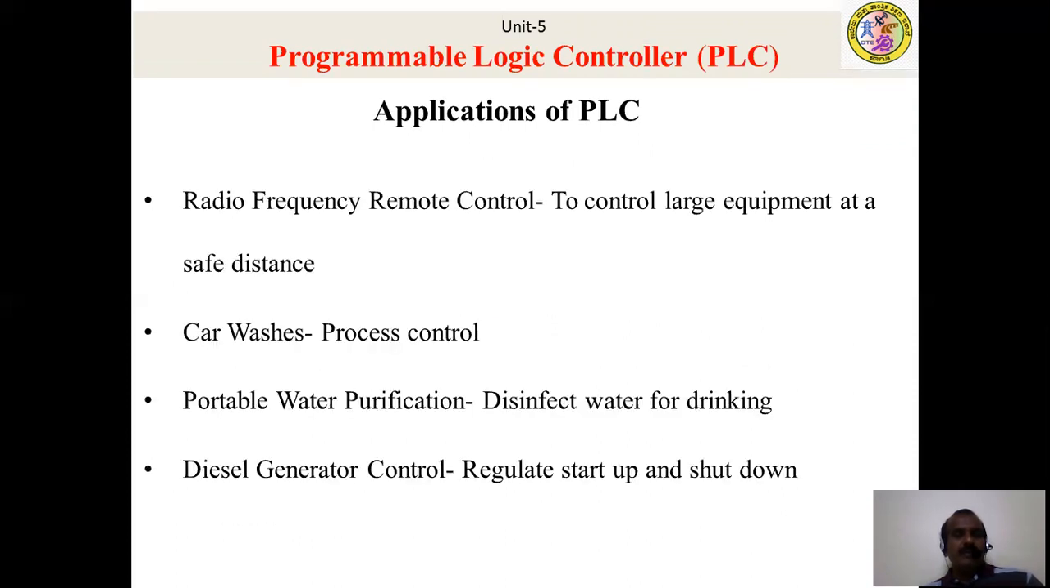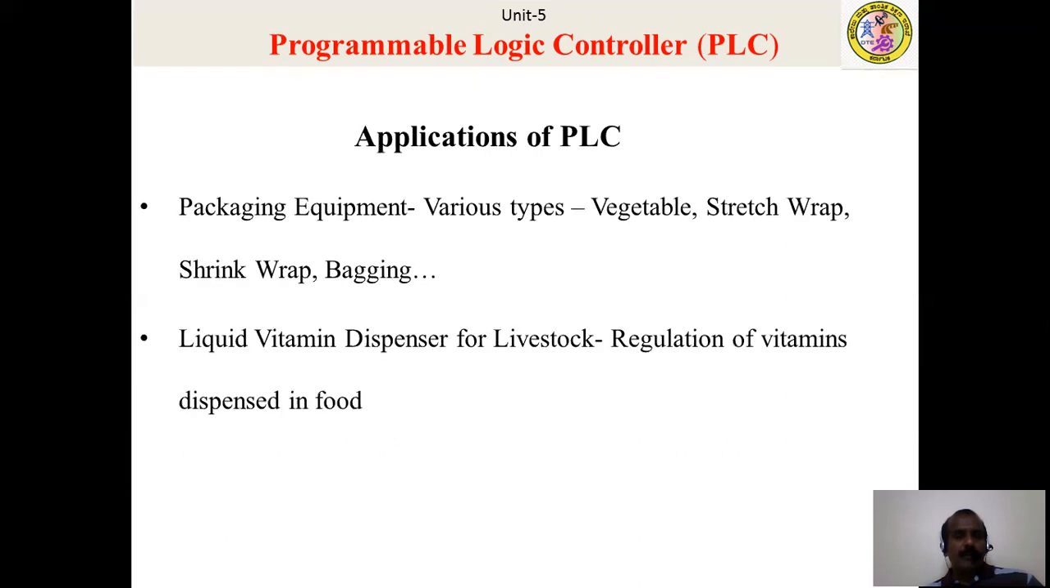used in radio frequency remote control to control large equipment at a safe distance, car washing, which is an example of process control, potable water purification to disinfect water for drinking, diesel generator control to regulate startup and shutdown. It is used in packaging equipment, various types of vegetable, stretch wrap, shrink wrap, bagging, and liquid vitamin dispensers for livestock, that is the regulation of vitamins dispensed in food.